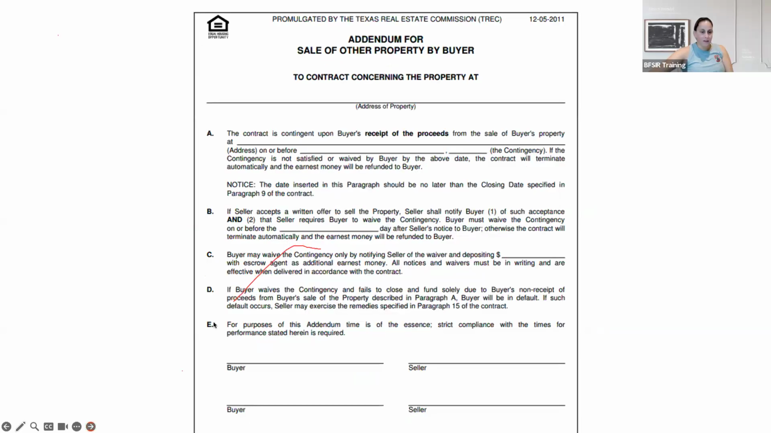Okay, so this is the addendum for sale of other property by the buyer. You put the contract property you're putting under contract, and then you say what the buyer's house is. This is the date we want the contingency, so the date you think that you'll close by on the sale of the buyer's house. If the contingency is not satisfied or waived, the contract terminates automatically and the earnest money is refunded to the buyer. So you need to watch these dates if you are doing one of these deals.